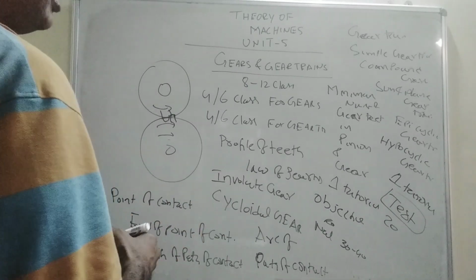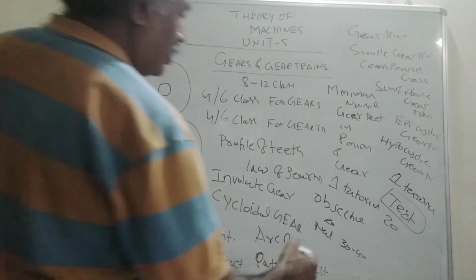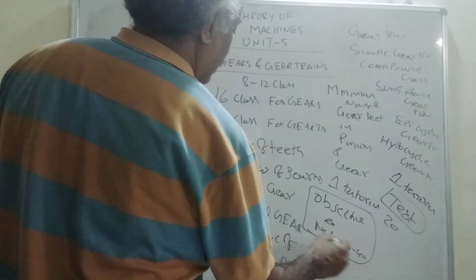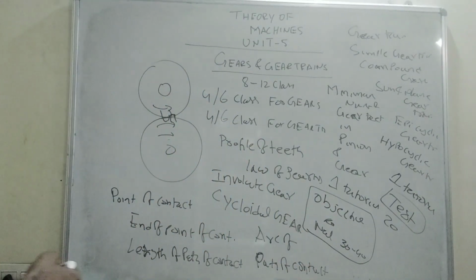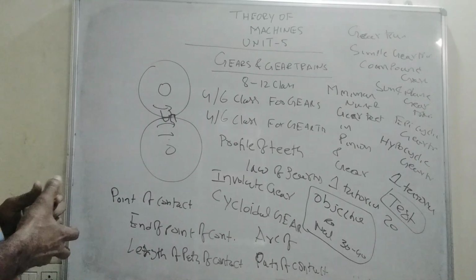You'll be explaining 30 to 40 objective questions. For gears and gear trains, you can find the objectives and solve the problems. So this is how you can explain unit number 5 to the students.